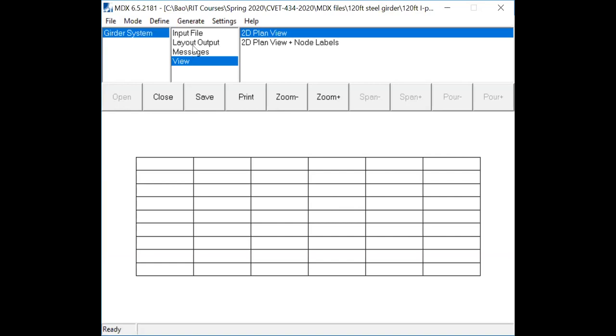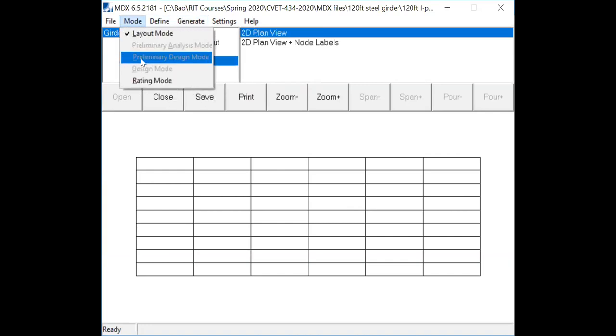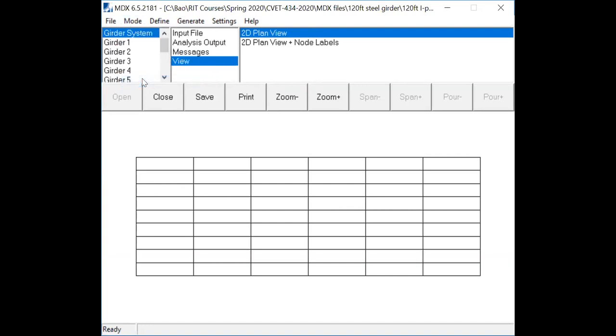So after you generate this system layout, now if you go back to the mode, you notice that the rating mode becomes active. After you generate the girder system layout and this rating mode becomes active, click this rating mode.